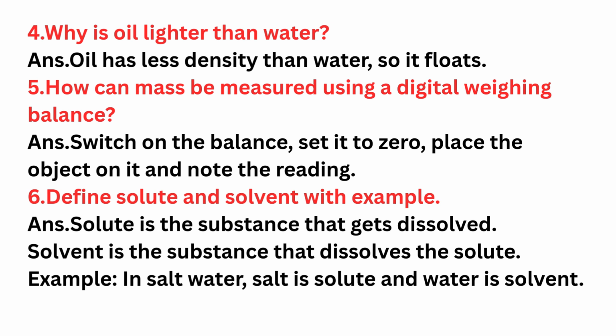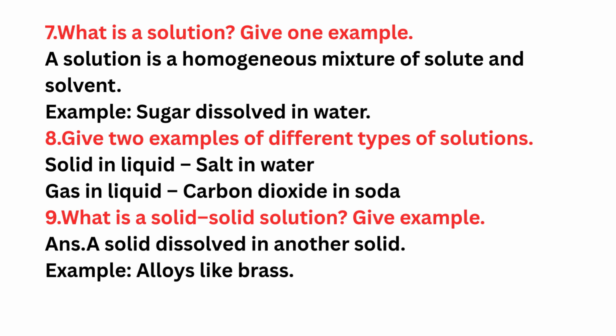Question number 6: Define solute and solvent with example. Answer: solute is a substance that gets dissolved. Solvent is a substance that dissolves the solute. Example: in salt water, salt is the solute and water is the solvent. Question number 7: What is a solution? Give an example. Answer: a solution is a homogeneous mixture of solute and solvent. Example: sugar dissolved in water.